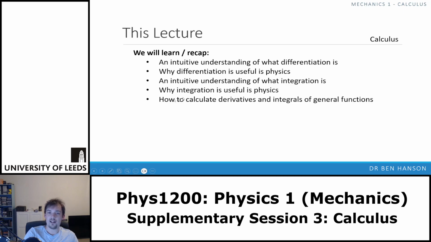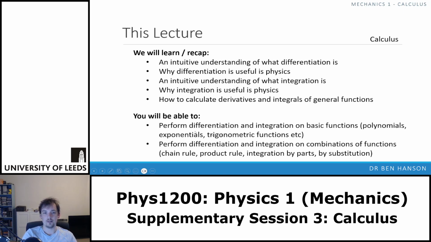And finally, how to calculate derivatives and integrals of general functions. So that's going to be the important bit, using this thing as a tool. So by the end of this, you'll be able to perform differentiation and integration on basic functions, so like polynomials, x squared, x cubed, x to the power 4, and so on. Exponential functions, so e to the power x, e to the power 2x, 4e to the power 2x. Trigonometric functions, sine, cos, maybe tan. Going to learn that too. And there's additional functions as well. You can go out and learn how those work.